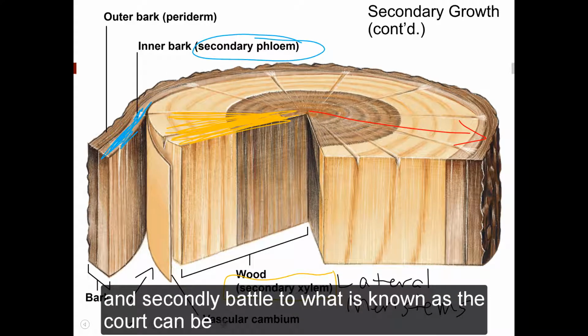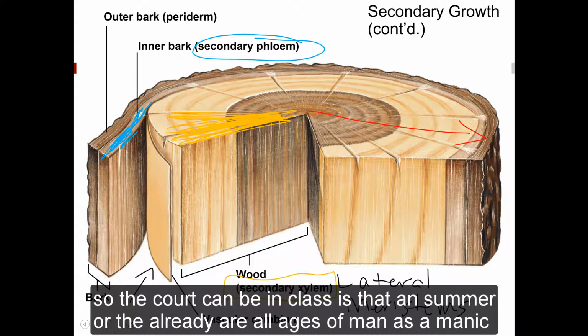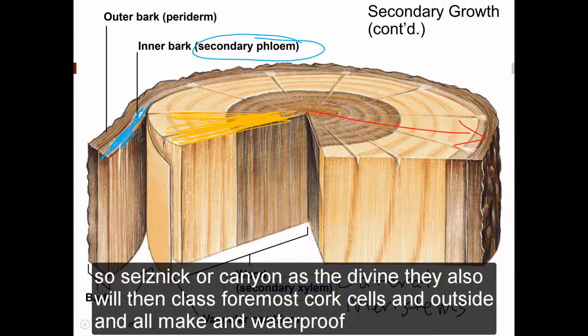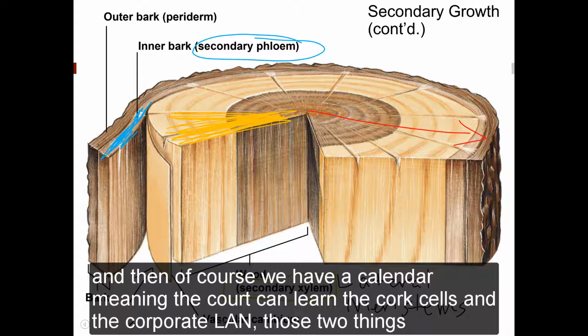And secondly, let's go to what is known as the cork cambium. The cork cambium is that thin cylinder or irregular arrangement of meristematic cells. This is in what is known as that outer bark. Cells of that cork cambium, as they divide, will form those cork cells on the outside, making it waterproof. And then, of course, we have the periderm, meaning the cork cambium, the cork cells, and the cork parenchyma.